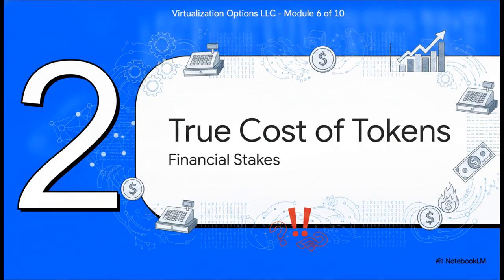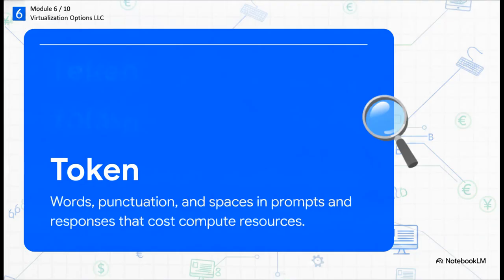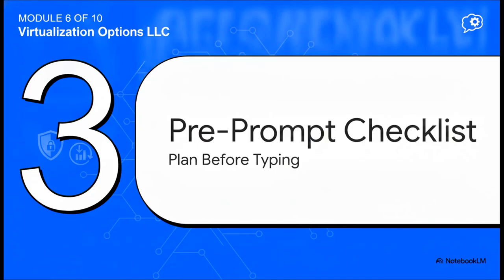Moving on to Section 2, the true cost of tokens. So when you treat AI like a search engine and just fire off these vague questions, you aren't just wasting your own time. You're actually impacting corporate accountability and burning through the budget. Why? Well, it all comes down to tokens. And a token isn't just a word. It's literally every word, every punctuation mark, and even every single space in both your prompt and the AI's response. Organizations are billed directly on this token consumption. So when you send a vague, rambling prompt, it forces the AI to spit out long, useless answers, which directly waste your organization's compute resources. Every keystroke counts.